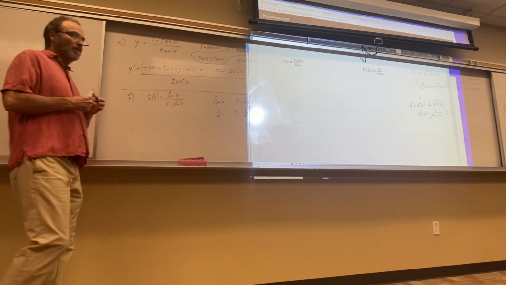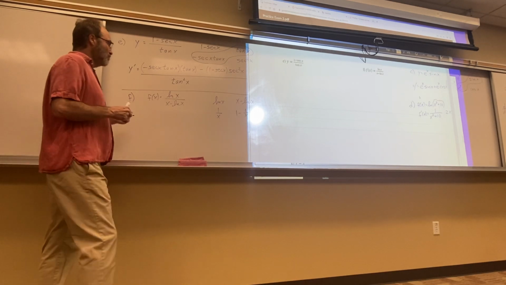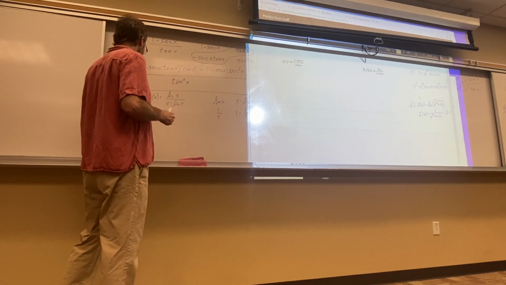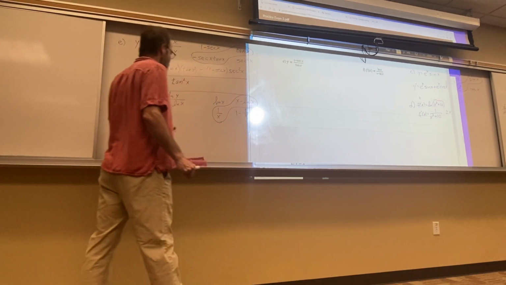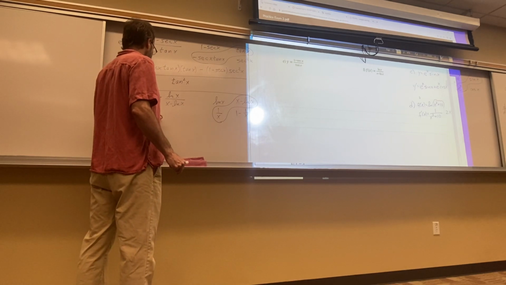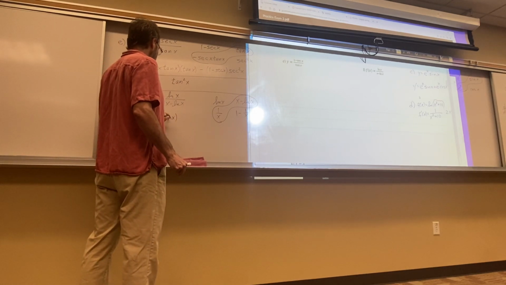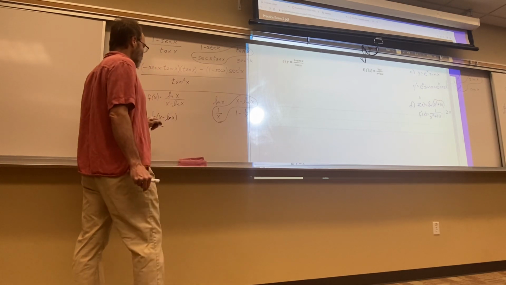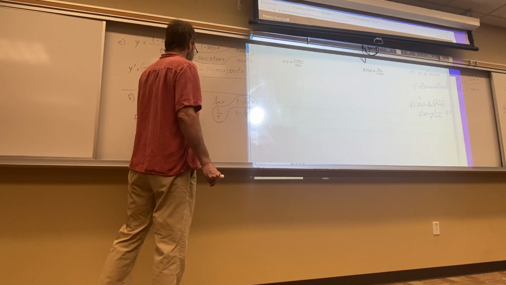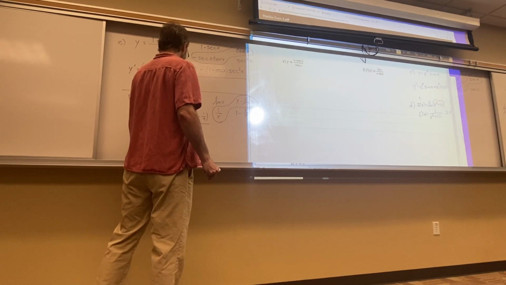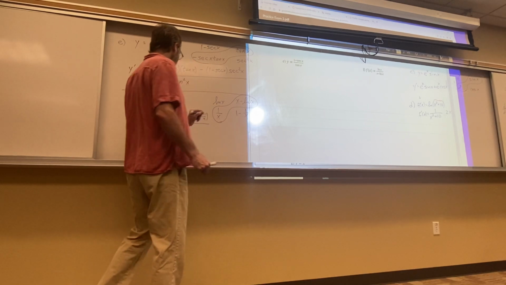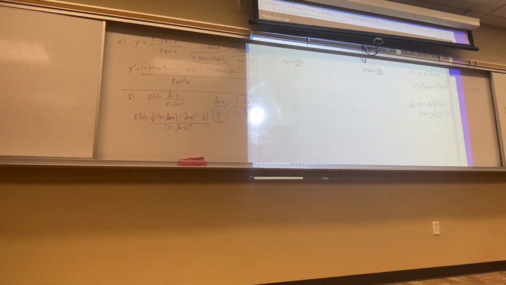Can we just leave it like that when we're putting it together? Yeah. Okay, and so we're going to do this one. 1 over x, x minus natural log of x, minus natural log of x, 1 minus 1 over x, all over x minus natural log of x squared. Not so bad.